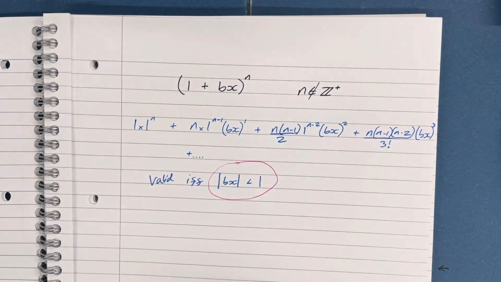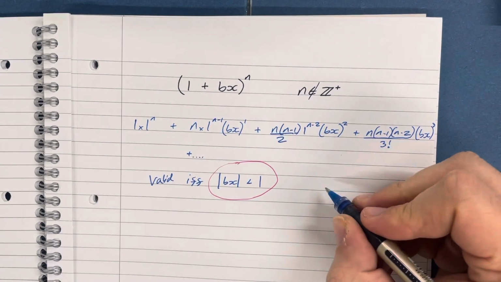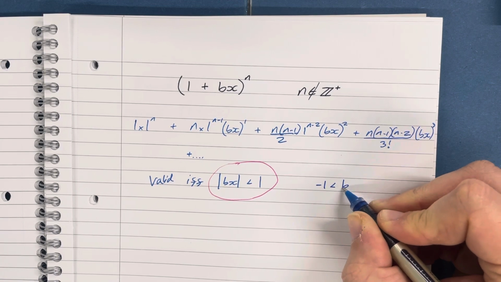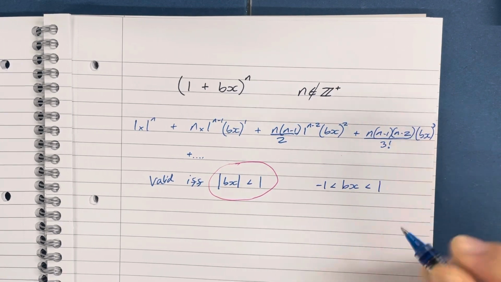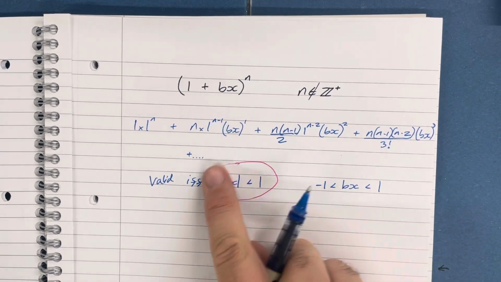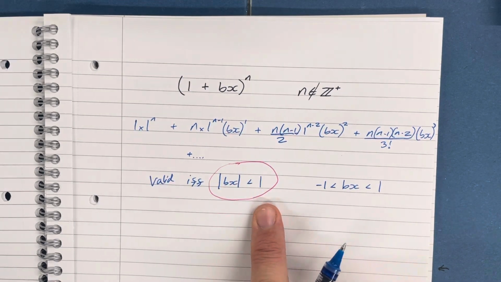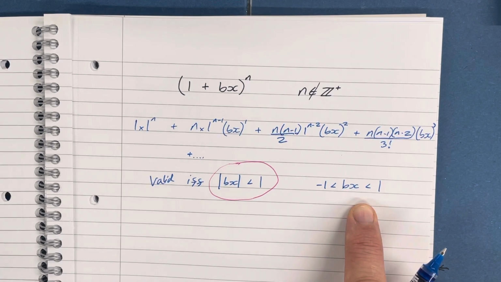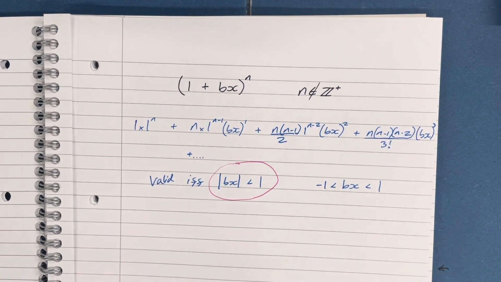The modulus of bx must be less than 1, or another way to write it, minus 1 is less than bx is less than 1. This is a bit more mathematically rigorous because it's true for complex numbers as well, but on this course we don't actually apply this to complex numbers, so this is sufficient. Okay, so that's the general theory.